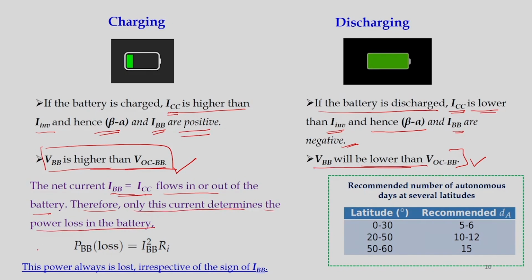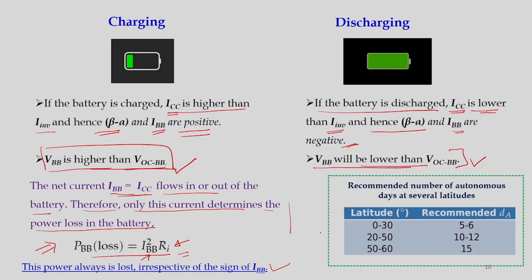So, how can we write this power loss? PBB is something like IBB square into RI, since RI is the internal resistance of this battery, and IBB is the current flowing through this battery bank. So, this power is always lost, irrespective of the sign of IBB. This is very important: the amount of power lost due to this resistance.